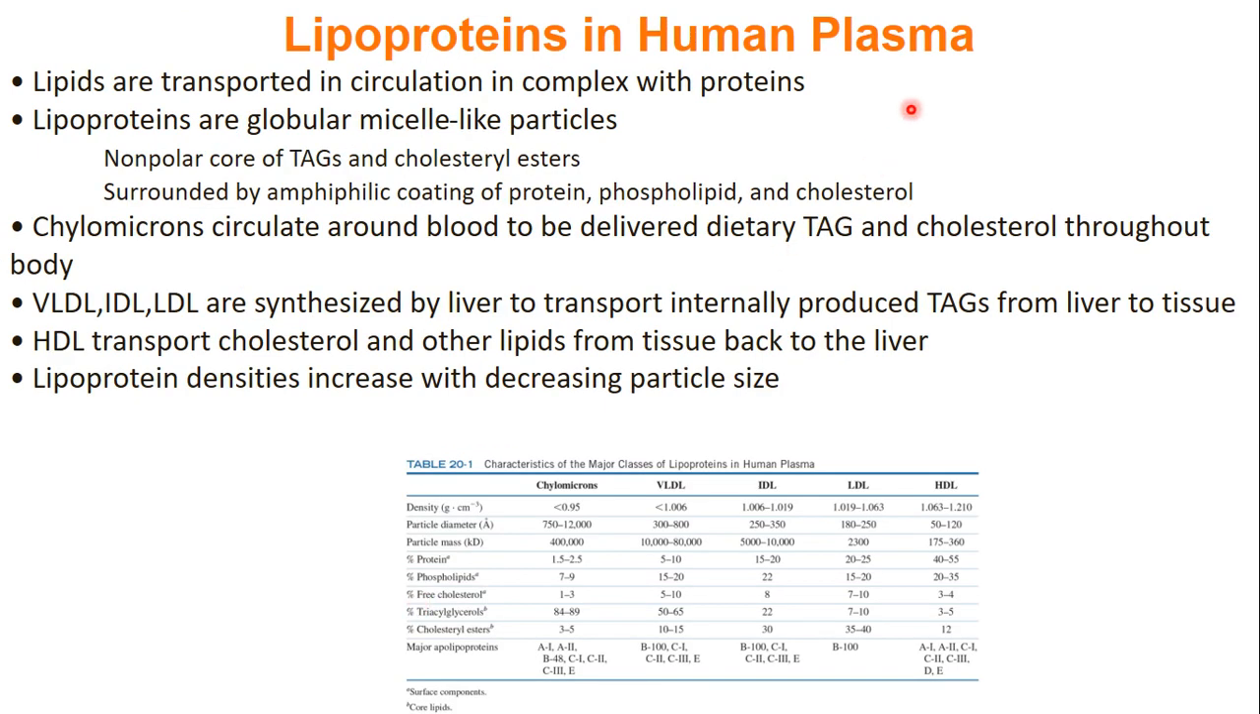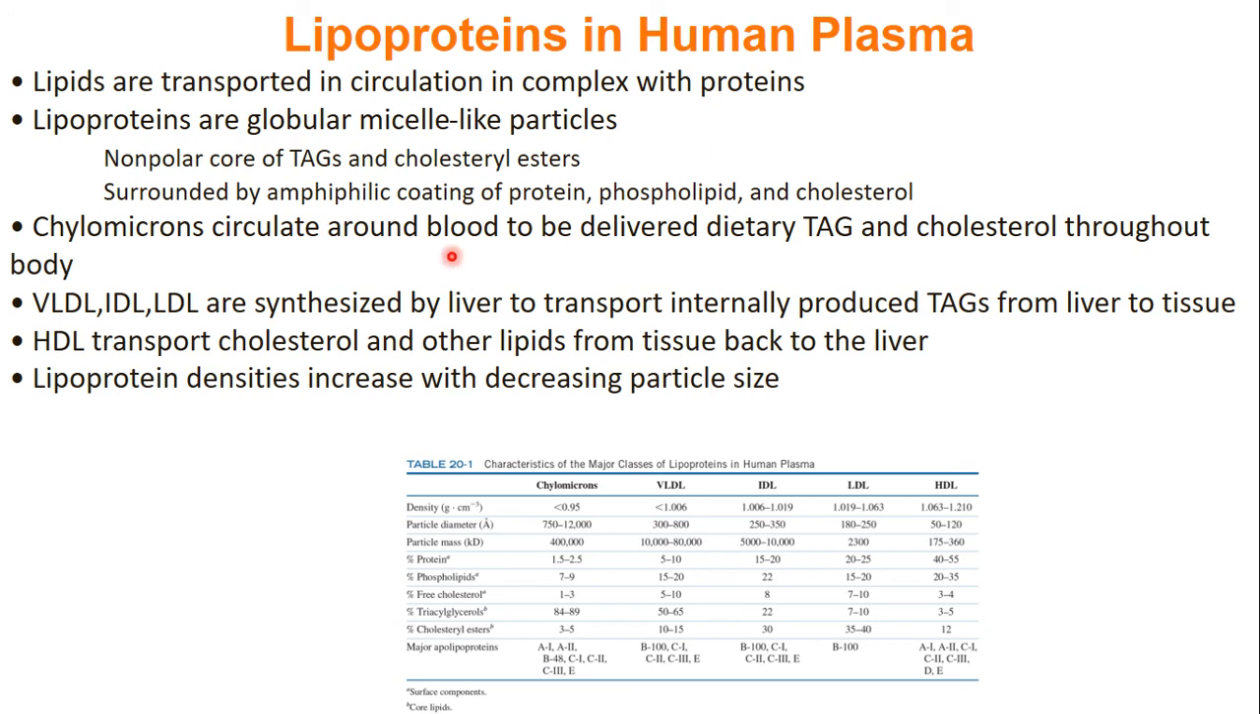Once we have our fatty acids digested in our cells, then we need to transport them around to the body, and we transport lipids in complex with proteins. They're called lipoproteins. They're globular micelle-like particles, where at the core of our lipoproteins are our triacylglycerols and cholesterol, and on the outside we have an amphiphilic coating of proteins, phospholipids, and cholesterol, so this can be water soluble.